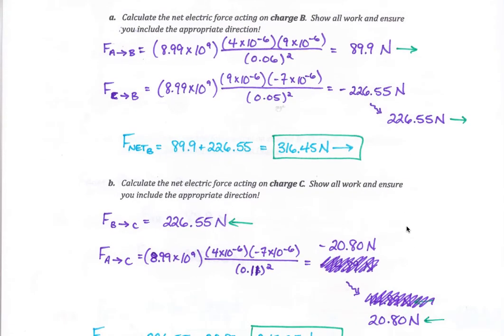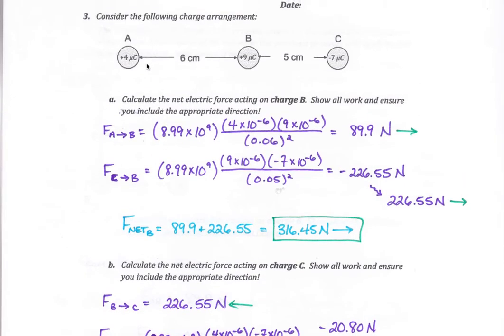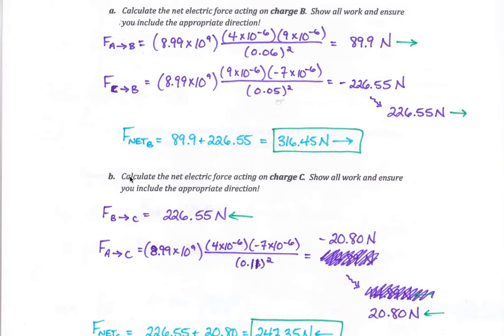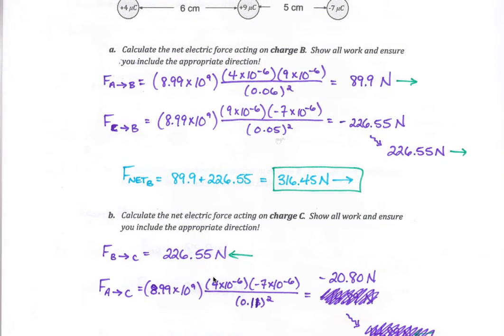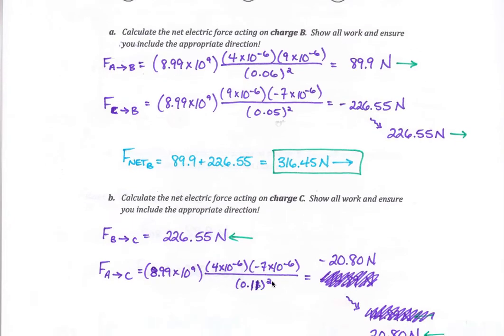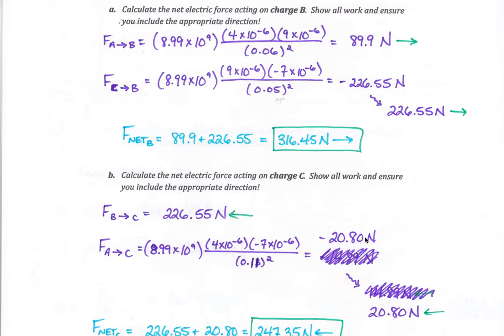Now, we have yet to calculate the force of A on C. We didn't do it up here, we didn't do it here, so I actually have to plug this into Coulomb's law because I have yet to look at that. K, Q for A, Q for C, and I have to add the 6 and the 5 because that's how far apart they are to get 11 centimeters, which is 0.11 meters. Square that. If I plug it into my calculator, I get negative 20.80.